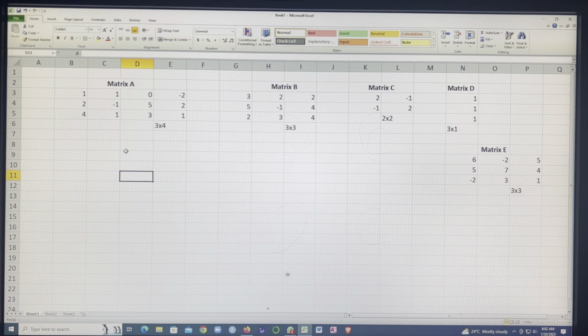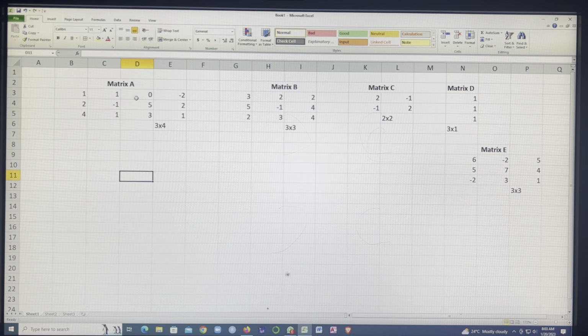So in this video, I will be discussing matrix operations by means of Excel. I want us to use Excel to find the sum of matrices, find the difference between two matrices, and also to do matrix multiplication. So let's get started.